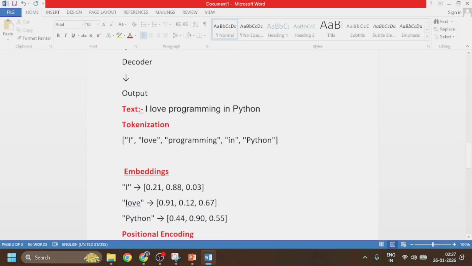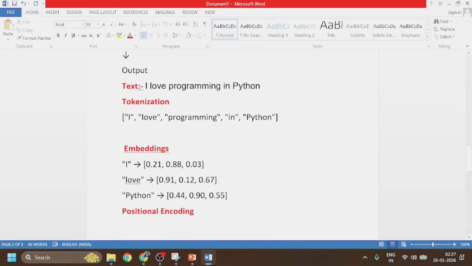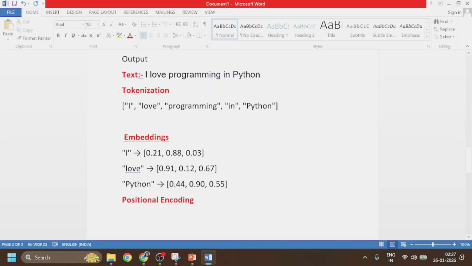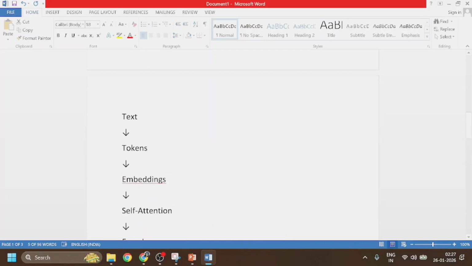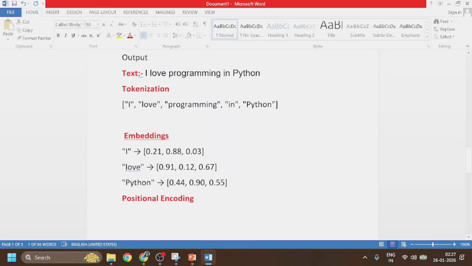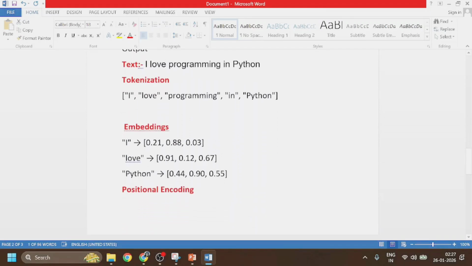After tokenization we need to do embedding. In embedding, each token is converted into numbers. Here you can see I converted into 0.21, 0.88, 0.03.